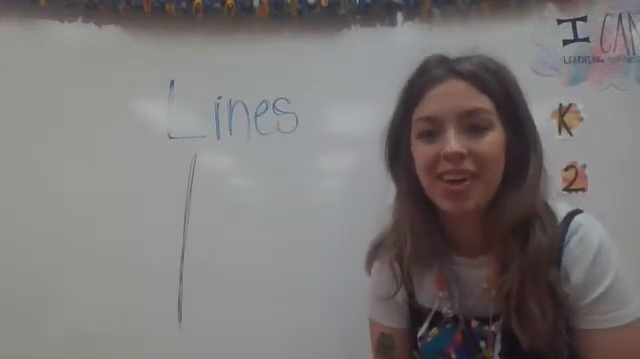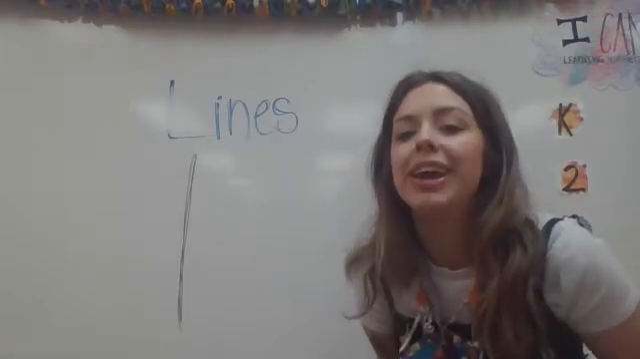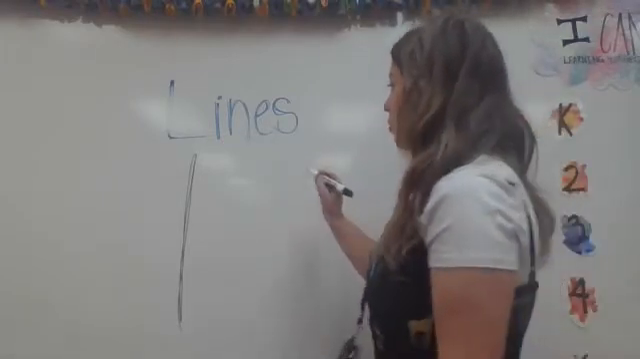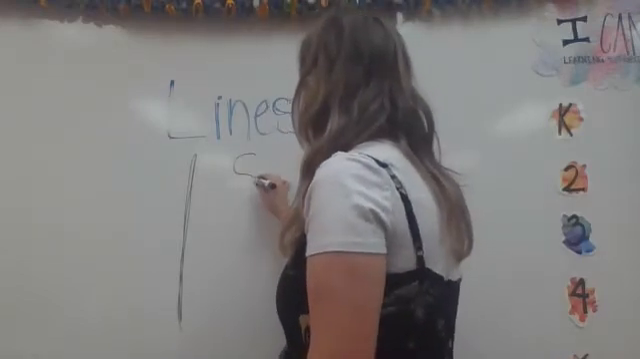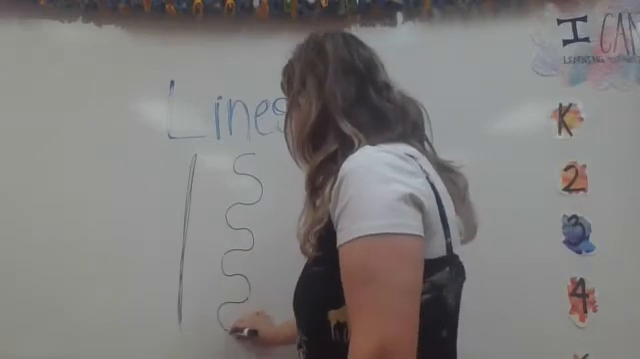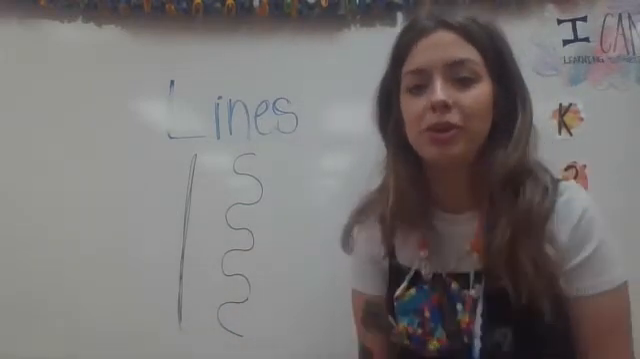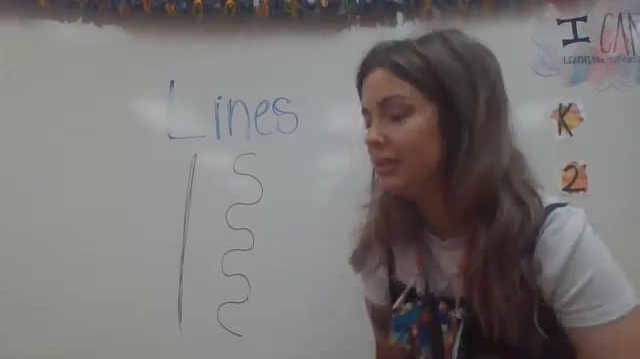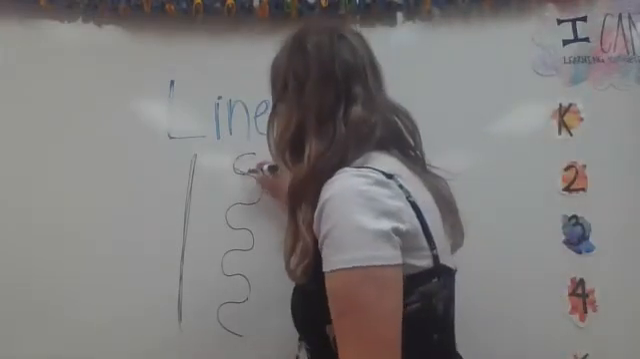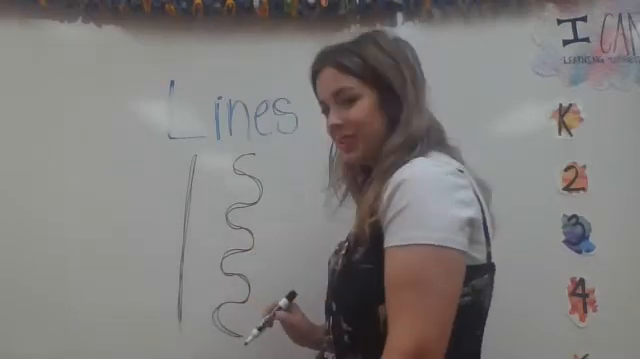All right, after our straight line, let's try a wavy line. A wavy line goes back and forth and back and forth and back and forth to make it a wavy line. What you can do now is you can start to draw. I'm going to go over it one more time just so you guys can see.